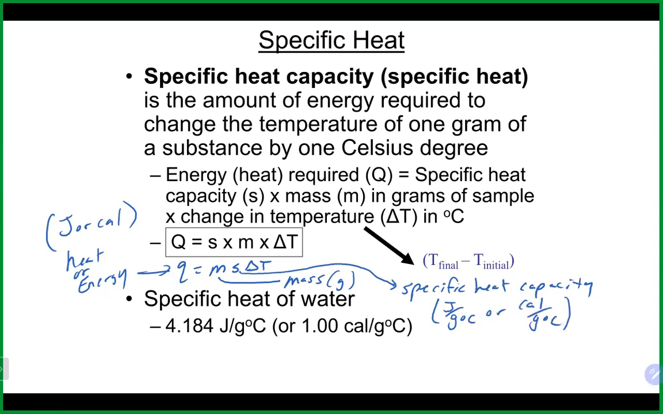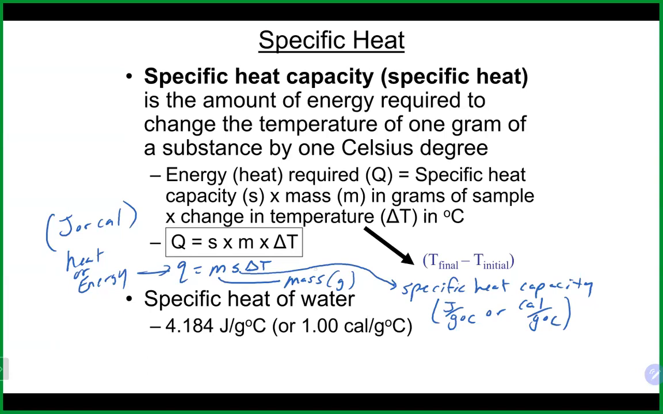Now, some books, I personally use S because it's just what I know and what I learned. But some books will use C for that symbol, and some books will use SH. So you might see some slightly different symbols for specific heat capacity. But personally, I use S for specific heat capacity, and a lot of people do as well.